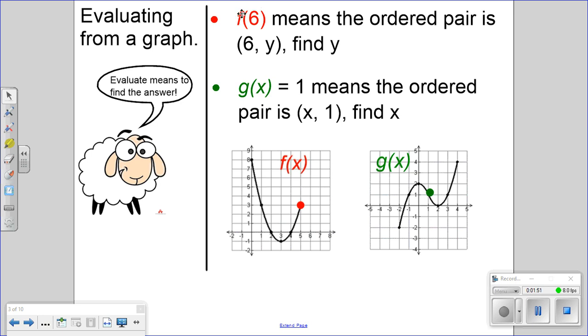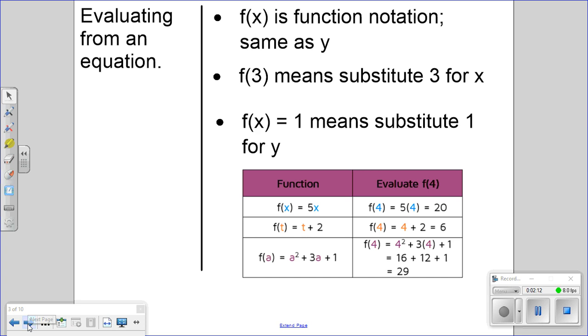The big thing to note here is that you will start to see things like f of x or g of x or h of x. Those representations all mean the same thing, but we use different letters when we're dealing with multiple graphs at the same time so that we can distinguish between the graphs.